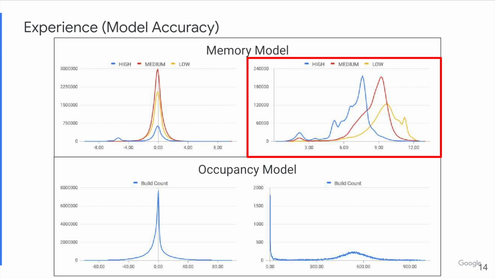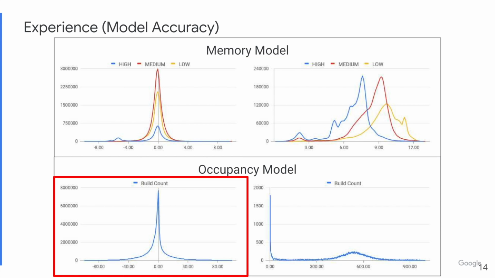In the second graph, the x-axis is the actual memory usage in gigabytes, and the y-axis is the build count. We can see that for high priority builds, the spike is at around 7 GB. For medium priority builds, the spike is around 9 GB, and for low priority builds, the spike is around 10 GB, which is expected because we set a 7 GB cutoff for high priority builds, 9 GB cutoff for medium priority builds, and 10 GB cutoff for our low priority builds.